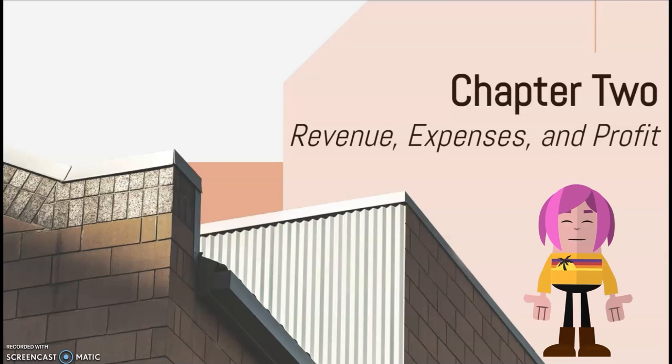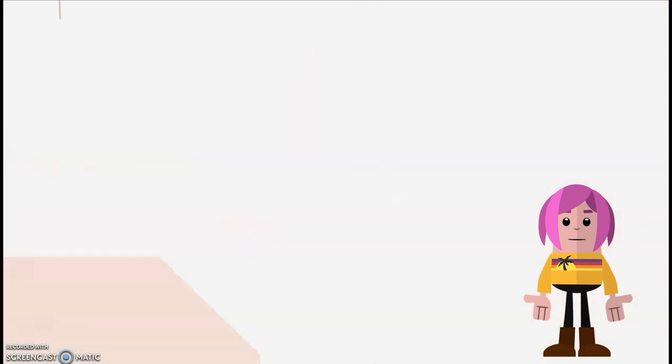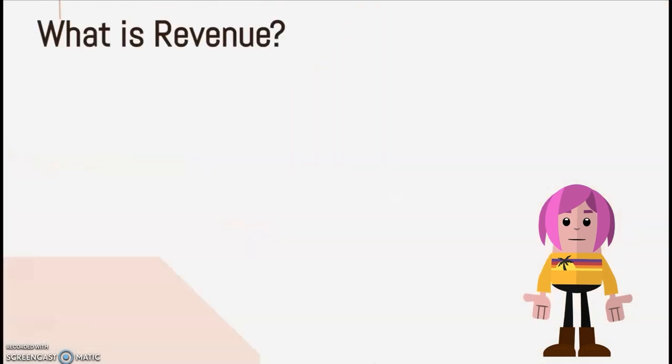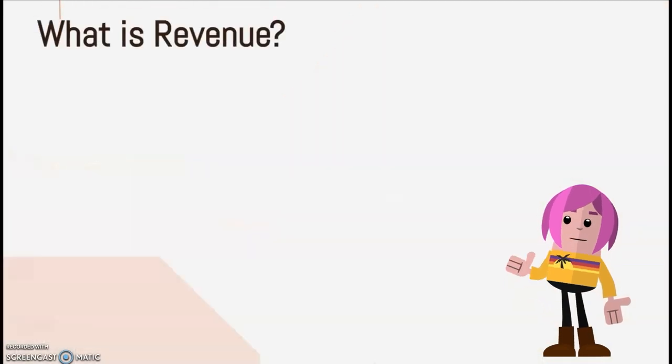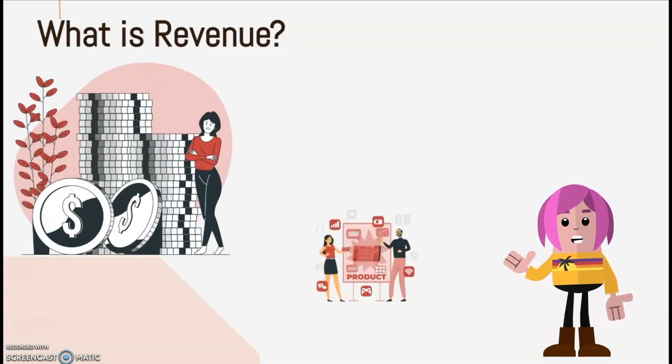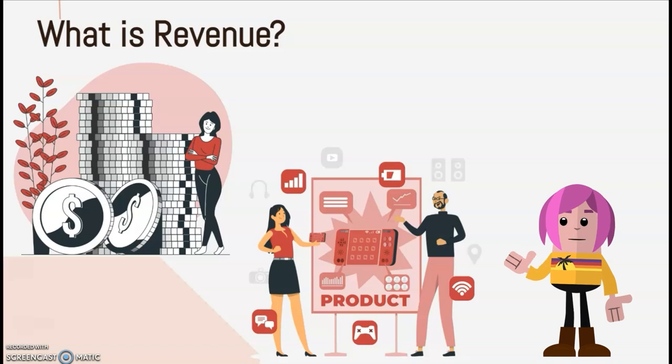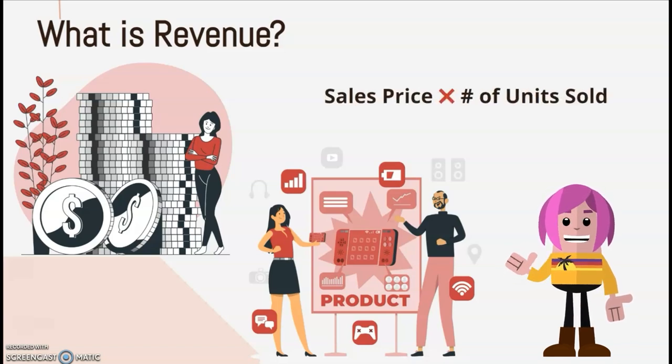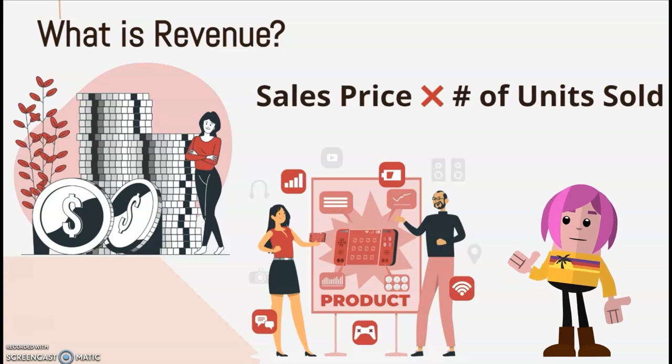Chapter 2: Revenue, Expenses, and Profit. What is revenue? Well, revenue is the income generated by the sale of goods or services related to the company's primary operations. It's calculated as the average sales price times the number of units sold.